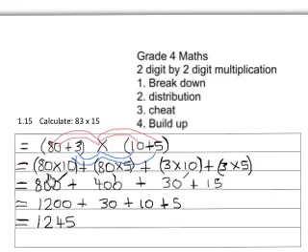8 times 1 is 8, bring back the 0, bring back the second 0. 8 times 5 is 40, bring back the 0, 400. 3 times 1 is 3, bring back the 0, 30. 3 times 5 is 15. And the last step entails building the number up. So it's 1200 plus 30 plus 10 plus 5, which is 1245.